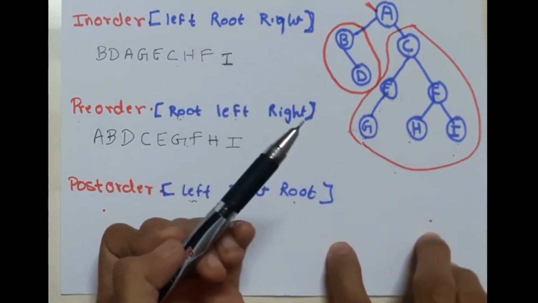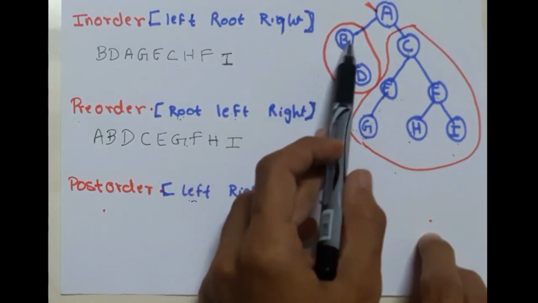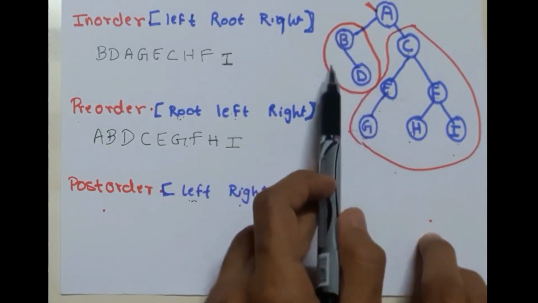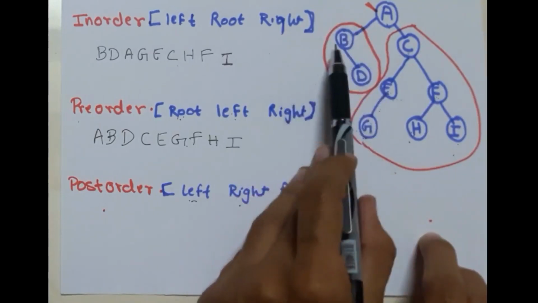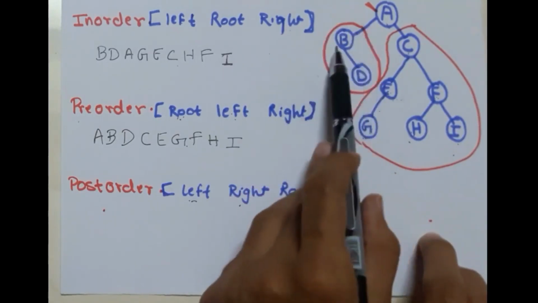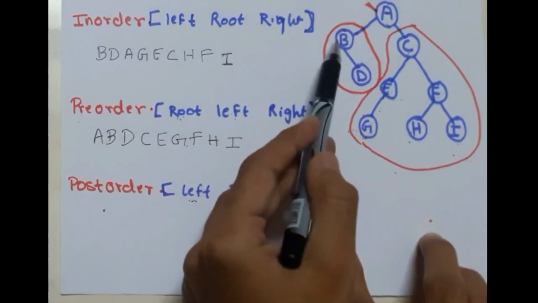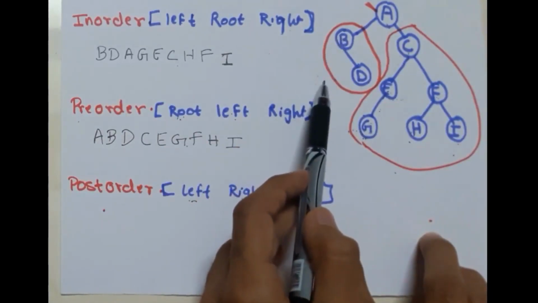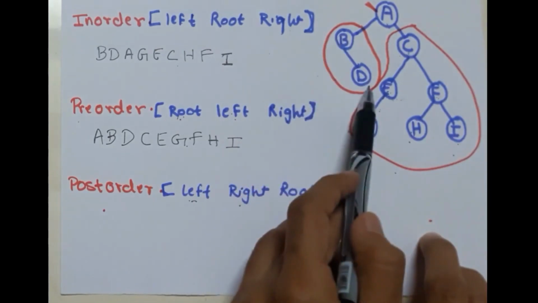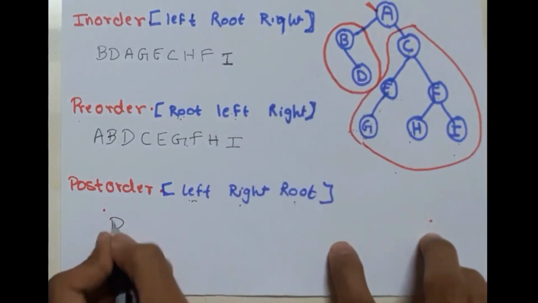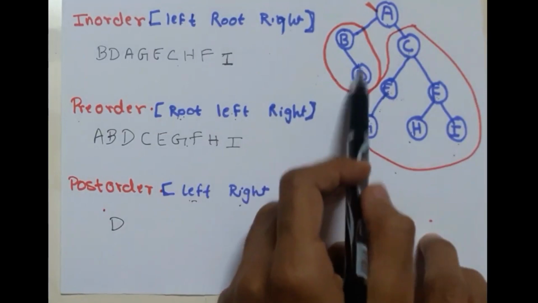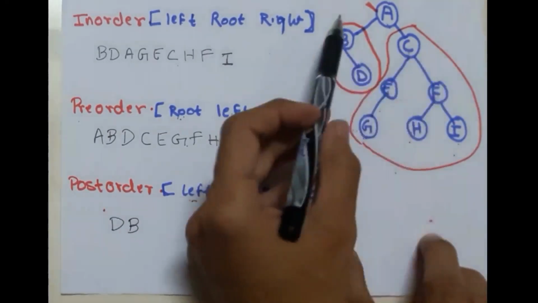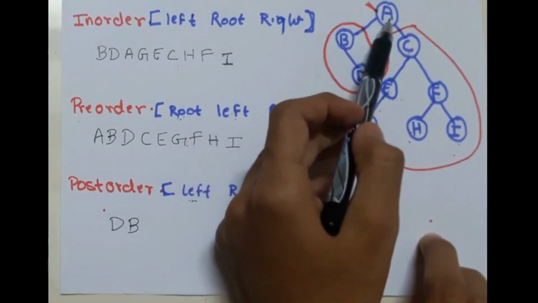So here you can see that B is the root for this subtree. For this left subtree, B is the root. So root we have to print last. So we'll first go into the left. So left of B is null, so we'll print nothing. After that right is D. After right, root, so we'll print B. So we are done with the left subtree of A.